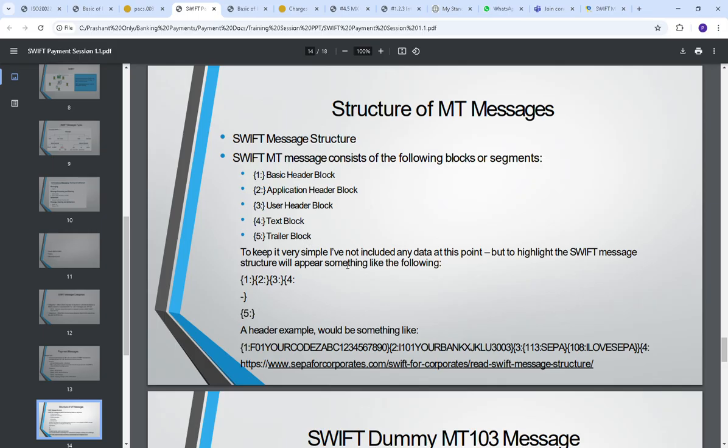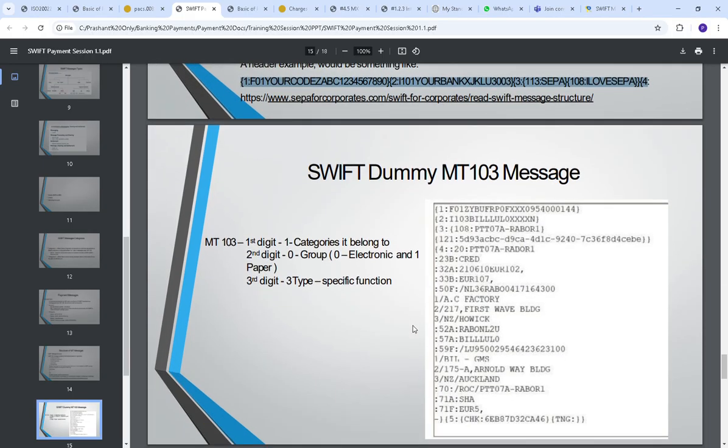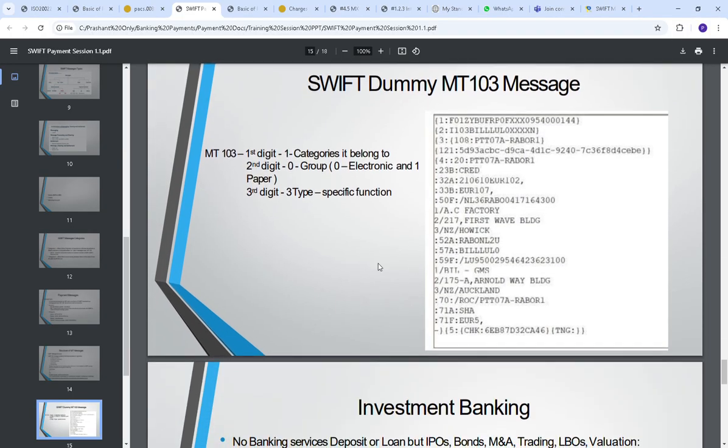So to keep it very simple, I have not included data points 1 2 3 4, then text message, data and code. Header example of this one. Okay. So like this, your block 1 is there, block 2 is there, and block 3 is there, and header example. How to know? Okay, example here itself.